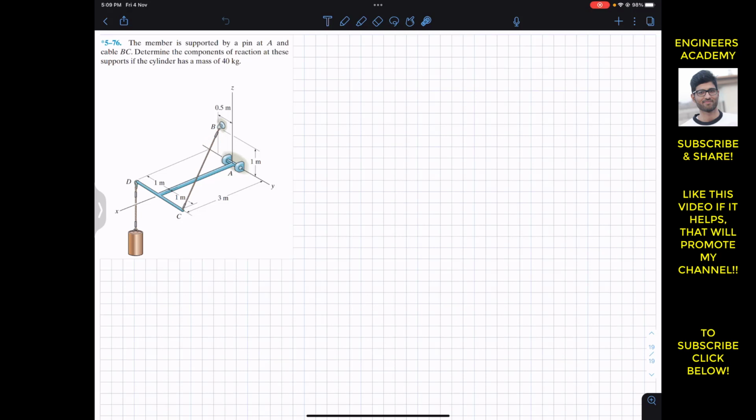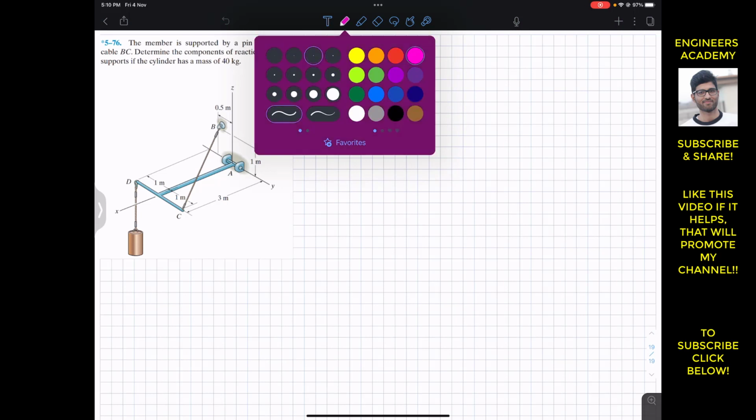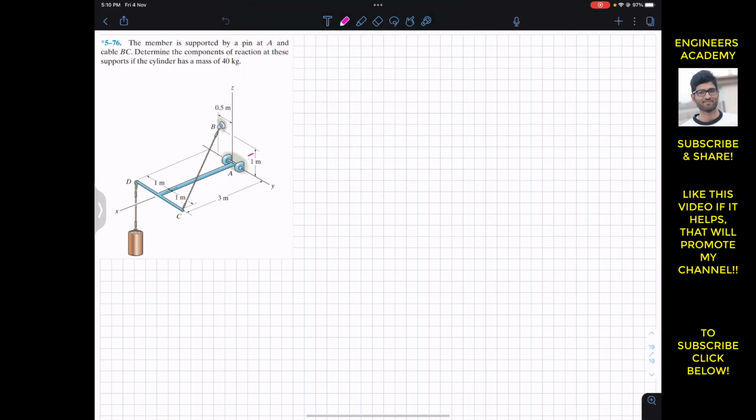And here we have this pin support. As we can see, this pin can provide the resistance, the reaction in the X, Y and Z, that is the force reactions. So if I show those reactions at A, we will have AX reaction. Let's say that it is going to act in the positive X. Let's say this is AX, and then it can provide the AY support reaction, since this pin does not allow the member to move in the Y direction. And similarly, it can also provide the support reaction force in the Z direction.